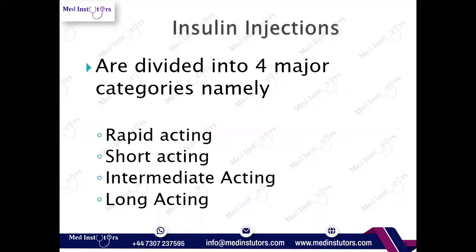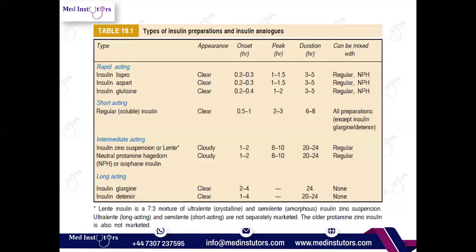Now coming to the four major categories of insulin, we have the rapid acting, short acting, intermediate acting, and long acting, and nowadays we have ultra short acting and ultra long acting insulins also. So basically, we have the rapid, short, intermediate, and long acting insulins, and this is one classification, a bit of an old classification. We'll see the newer ones also in subsequent slides.